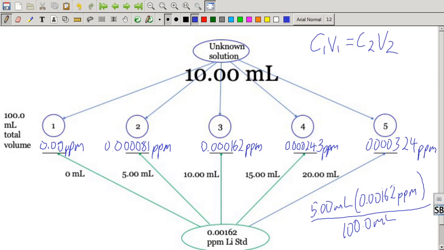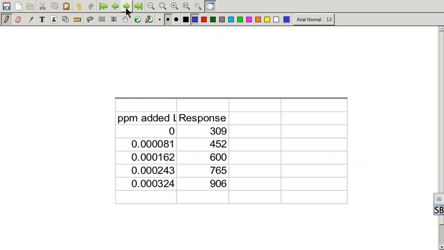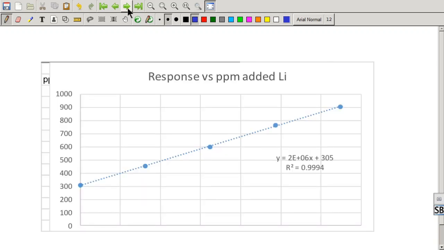Okay, so now what I can do is I can plot instrument response, because I want that on the y-axis, versus concentration of added lithium. And so what I did on the next slide is I essentially took that data, put it into a spreadsheet so that it'll read straight out of Excel. X data first, Y data second, and I make a plot. So now, how do I calculate the ppm of unknown lithium in these 100 milliliter solutions?